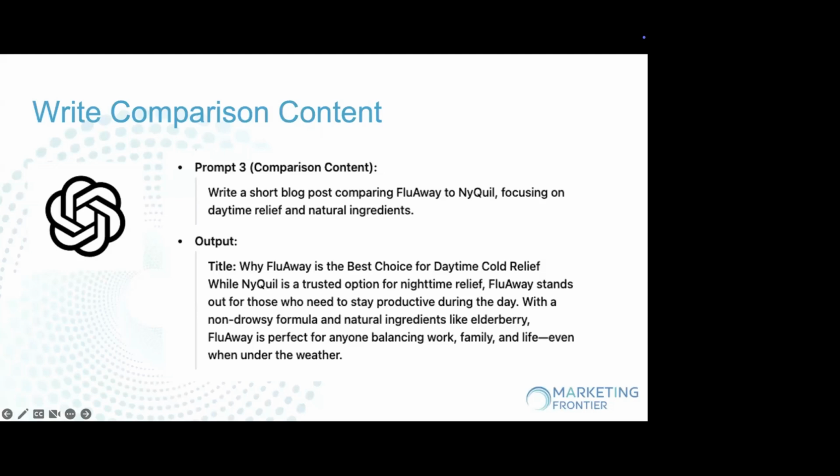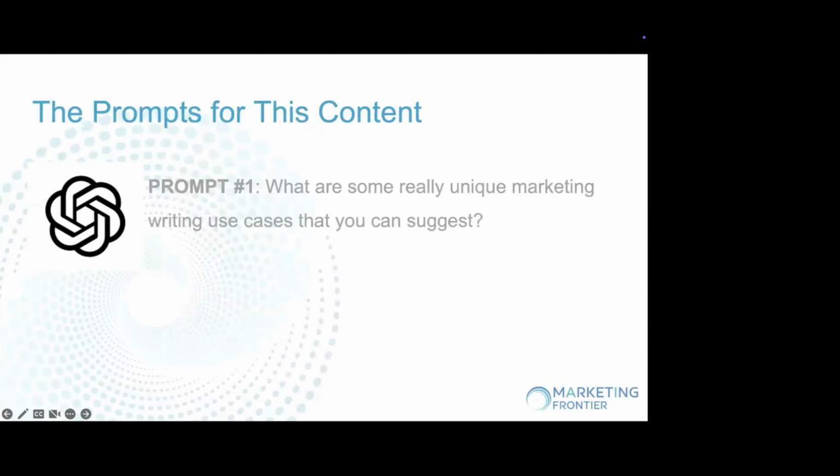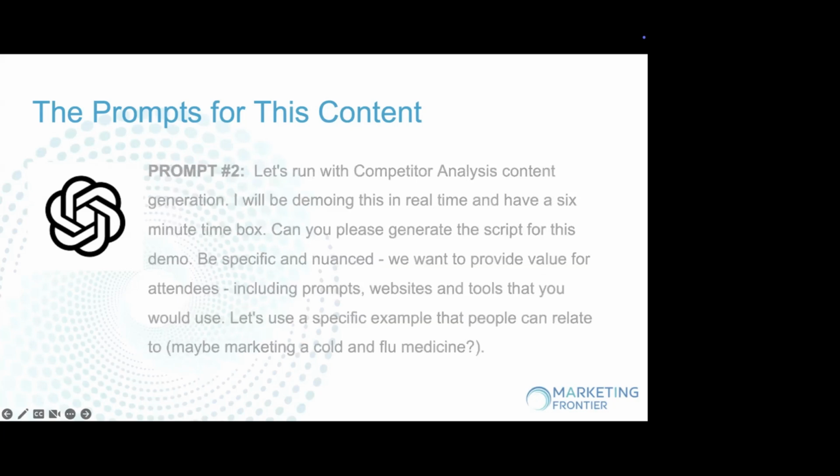All right, so here's the spoiler alert: I used ChatGPT to help me create this content. As I was thinking about use cases that I could share with you, I said, what are some really unique marketing writing use cases that you can suggest? Because I wanted to move beyond just blog posts and social media. And it suggested this competitor analysis content. And I said, I'll be demoing this in real time and have a 6-minute time box, which I'm probably over by a minute, so I apologize.